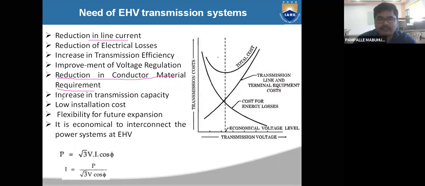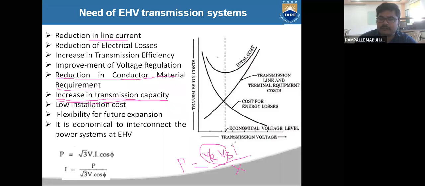Okay, and high voltage transmission also increases the transmission capacity. So transmission capacity is represented with P equal to VR VS, the receiving end voltage and sending end voltage, divided by X. So X is the inductance of the transmission, right? So now if the transmission voltage is high, then these two voltages will be very high.